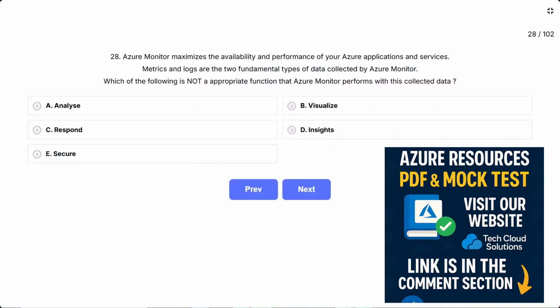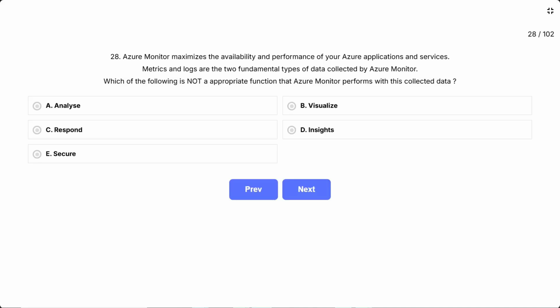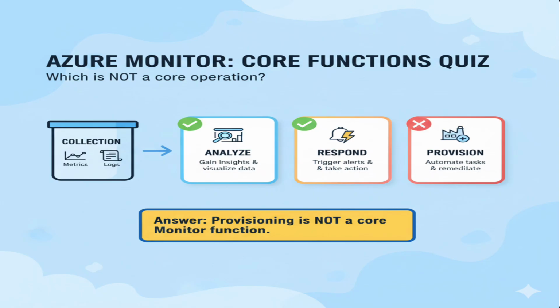Question 28. Azure Monitor maximizes the availability and performance of your Azure applications and services. Metrics and logs are the 2 fundamental types of data collected by Azure Monitor. Which of the following is not appropriate function that Azure Monitor performs with this collected data? This question is testing your knowledge of Azure Monitor's core functions.